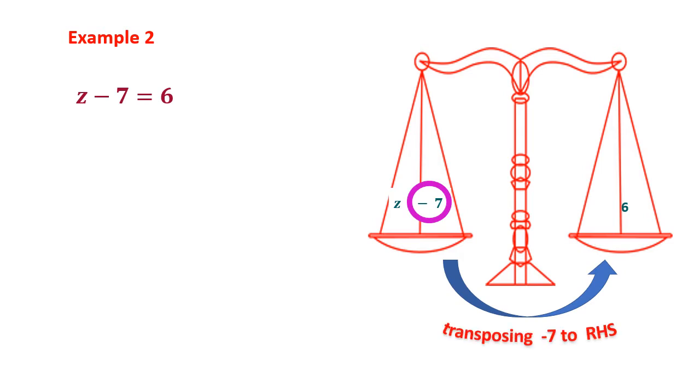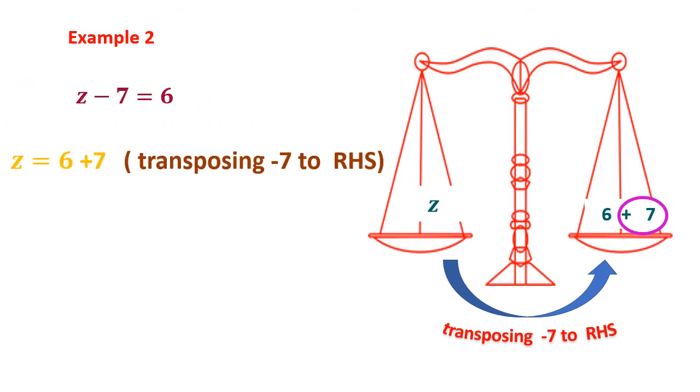When minus 7 gets transposed to RHS, what does it become? We have already discussed in the previous slide that subtraction becomes addition. So we are remained with only variable z in LHS, whereas in RHS we are having 6 plus 7. As you can see, minus 7 has become plus 7 on getting transposed. Here is the step. You can see that minus 7 is transposed to RHS and it has become plus 7. Therefore, z is equal to 13.